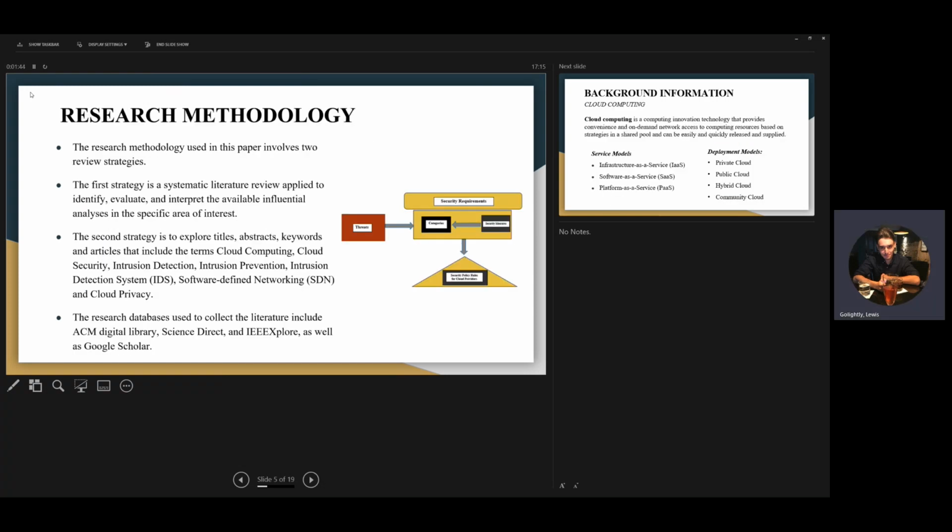So the research methodology used in the paper involves two review strategies. So the first strategy is a systematic literature review applied to identify, evaluate, and interpret the available influential analysis in the specific area of interest.